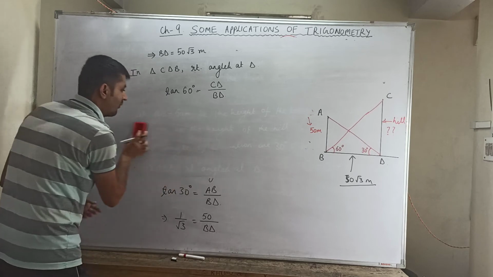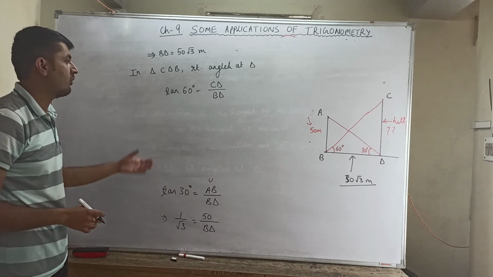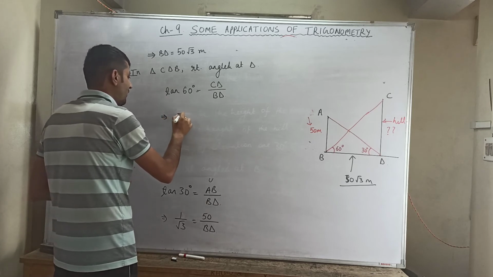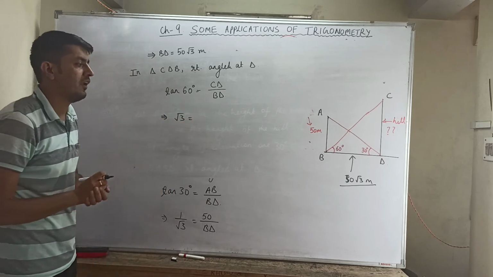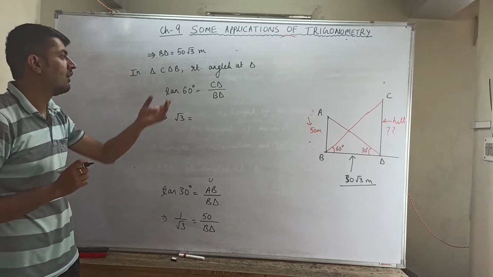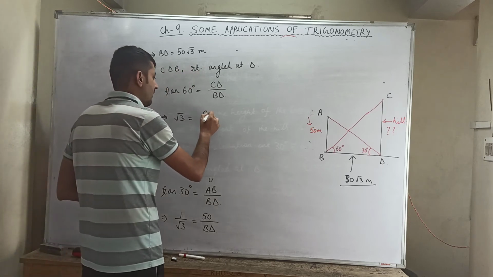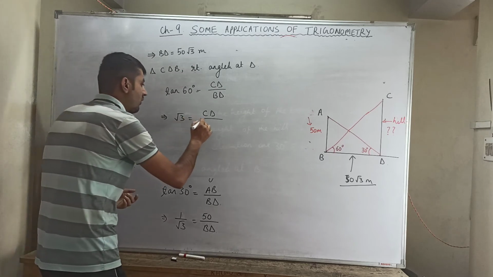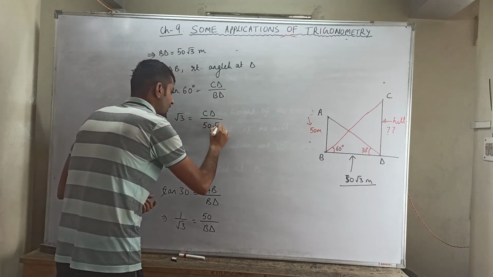Now next line, let us try to do the simplification. From your trigonometric table, what is tan 60? Tan 60 is root 3. So your root 3 is equal to CD by BD. CD you have to find out. And BD, how much did you get? 50 root 3.